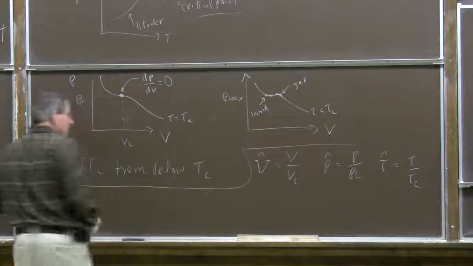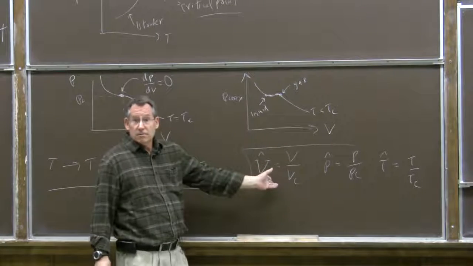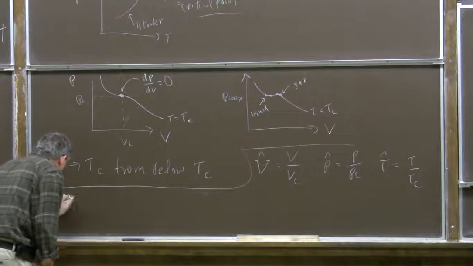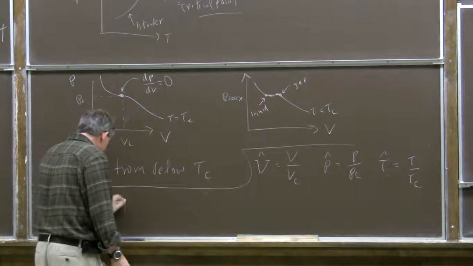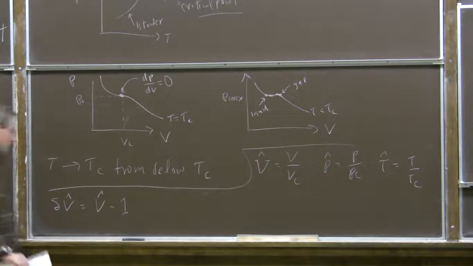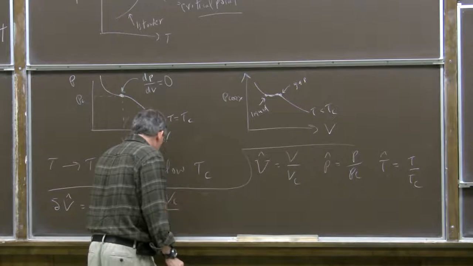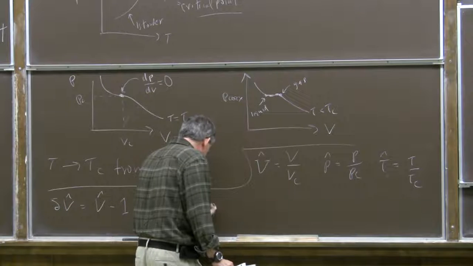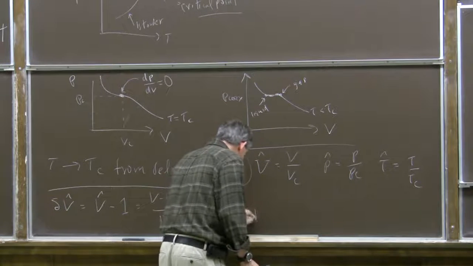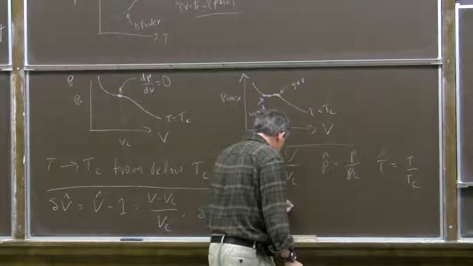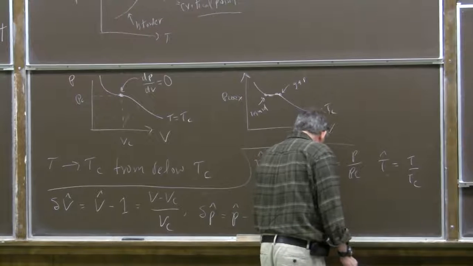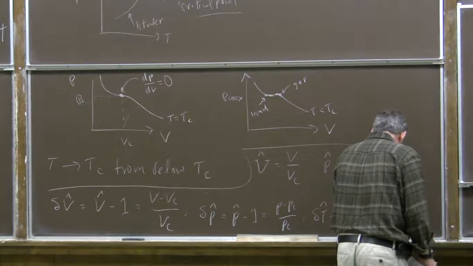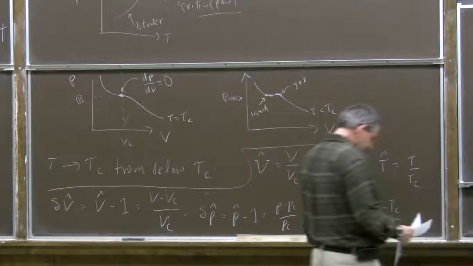And I'm going to be interested in the case where these are close to 1. We're close to the critical point. So it's useful to consider the deviation from 1. I'll call that delta V hat. It means the difference between V hat and 1. So equivalently, it's the difference between volume and critical volume divided by the critical volume. And same thing for the pressure and the temperature. I'll denote by delta P hat the difference between P hat and 1, or difference between pressure and critical pressure divided by critical pressure. Delta tau hat is tau hat minus 1, or tau minus critical temperature divided by critical temperature.